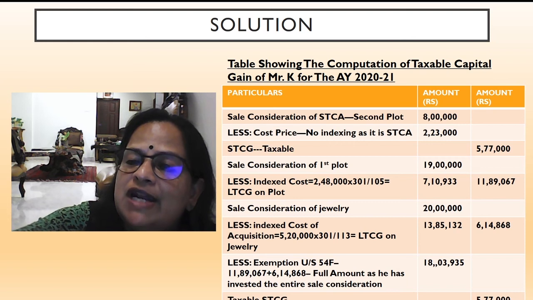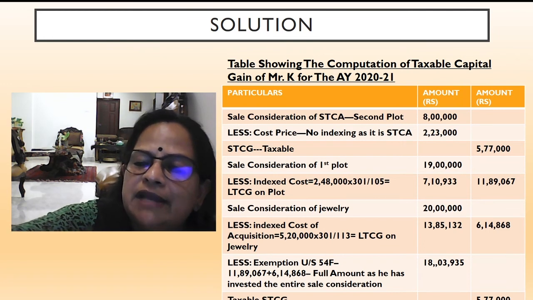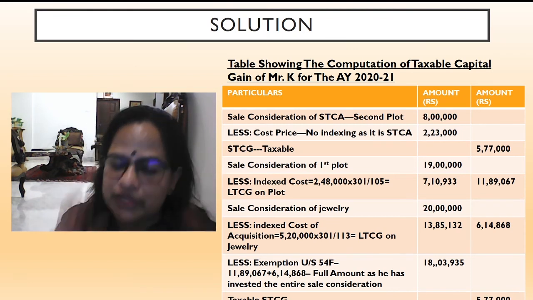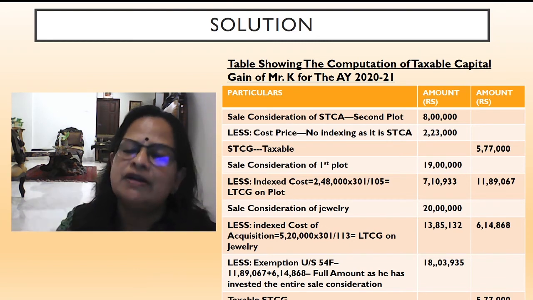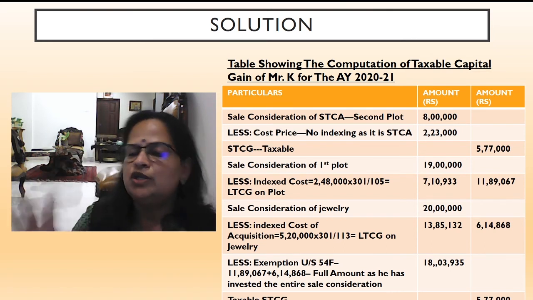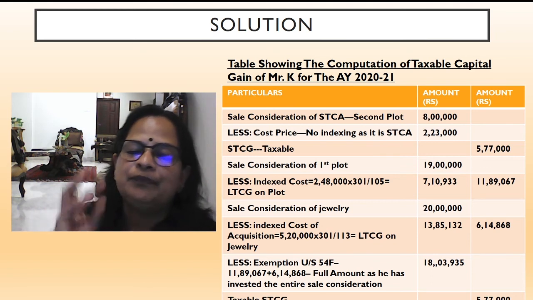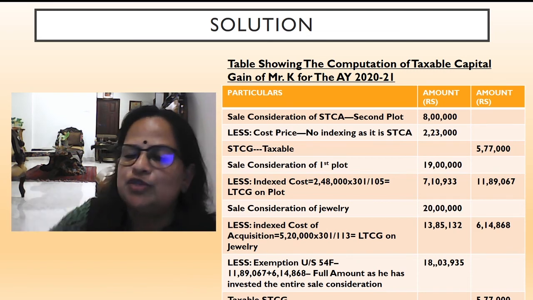This total: 11,89,067 and 6,14,868. If you add up, you will get 18,03,935. So the full long-term capital gain is exempted in this case because in the question, the new house property purchase price is not given. One hint is given: he has paid the entire sale consideration to buy the new house property. That means the entire long-term capital gain is exempted. Now taxable short-term capital gain: 5,77,000, he has to pay the tax.